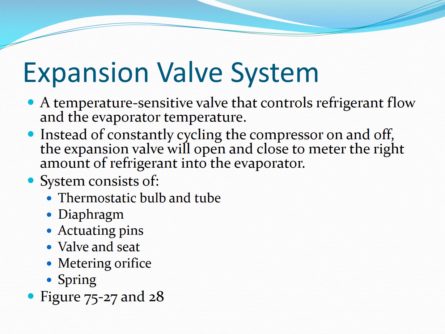This is much more complex, but the trade-off is that this system, with the more moving parts, keeps the evaporator more accurately at that 32 degrees Fahrenheit temperature. So it's going to more accurately keep that evaporator at a constant temperature, where the orifice tube can't do that.